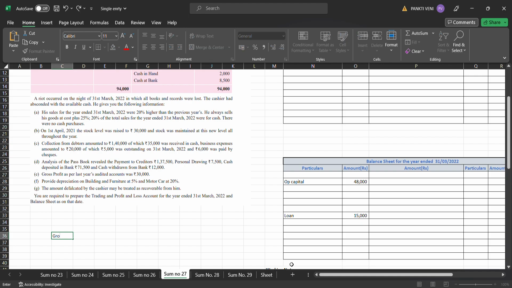So what adjustment number 5 is telling you is they have given you the gross profit figure, and the gross profit figure is 30,000. They have also mentioned here that his sales for the year ended 31st March 2022 were 20% higher than the previous year. He always sells his goods on cost plus, so on cost it is 25%. So on cost your margin is 25.